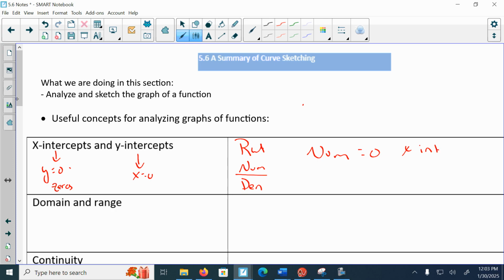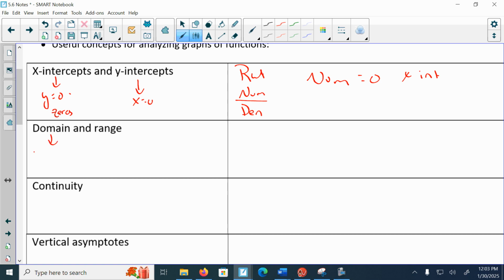The domain is all the possible values of x. So that's what x is allowed to equal. The range is the set of y values. In other words, if I graph it, what y values do I reach?